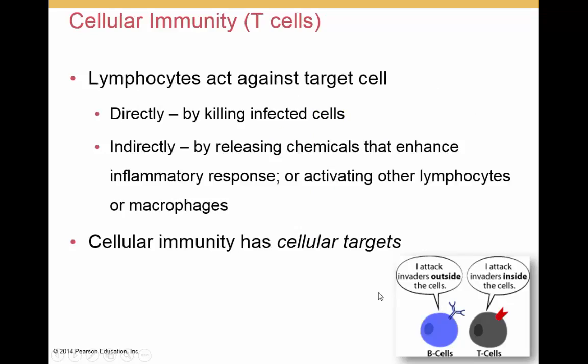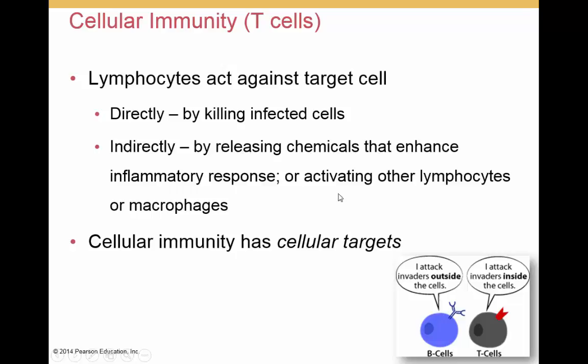The T cells, the cellular immunity branch of the adaptive system, is our lovely little lymphocytes that attack against target cells. So say a cancerous cell or one of your self cells that's been infected with virus. These guys kill directly, all right? They will touch onto that cell with their T cell receptors and cause that cell to die. They can also act indirectly. They can release chemicals near the cell, okay, that are going to enhance inflammatory response, bring in other components of the immune system.